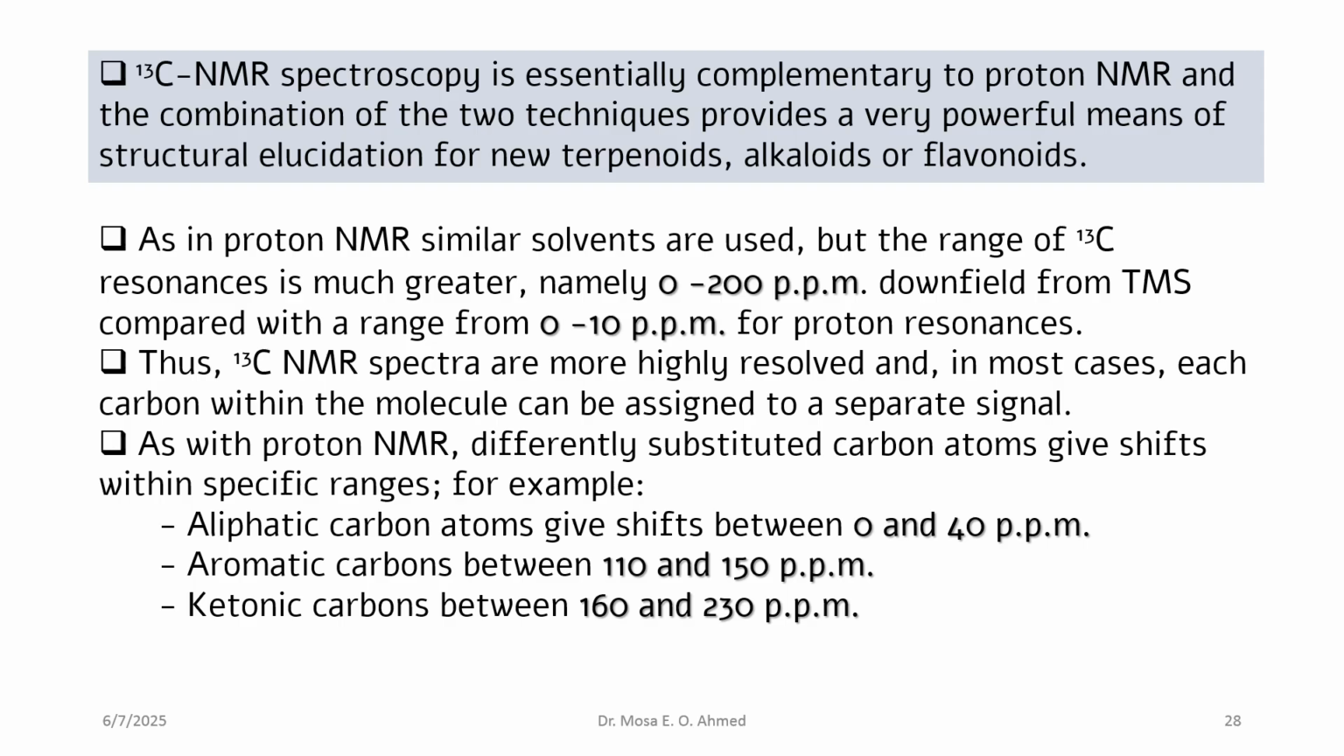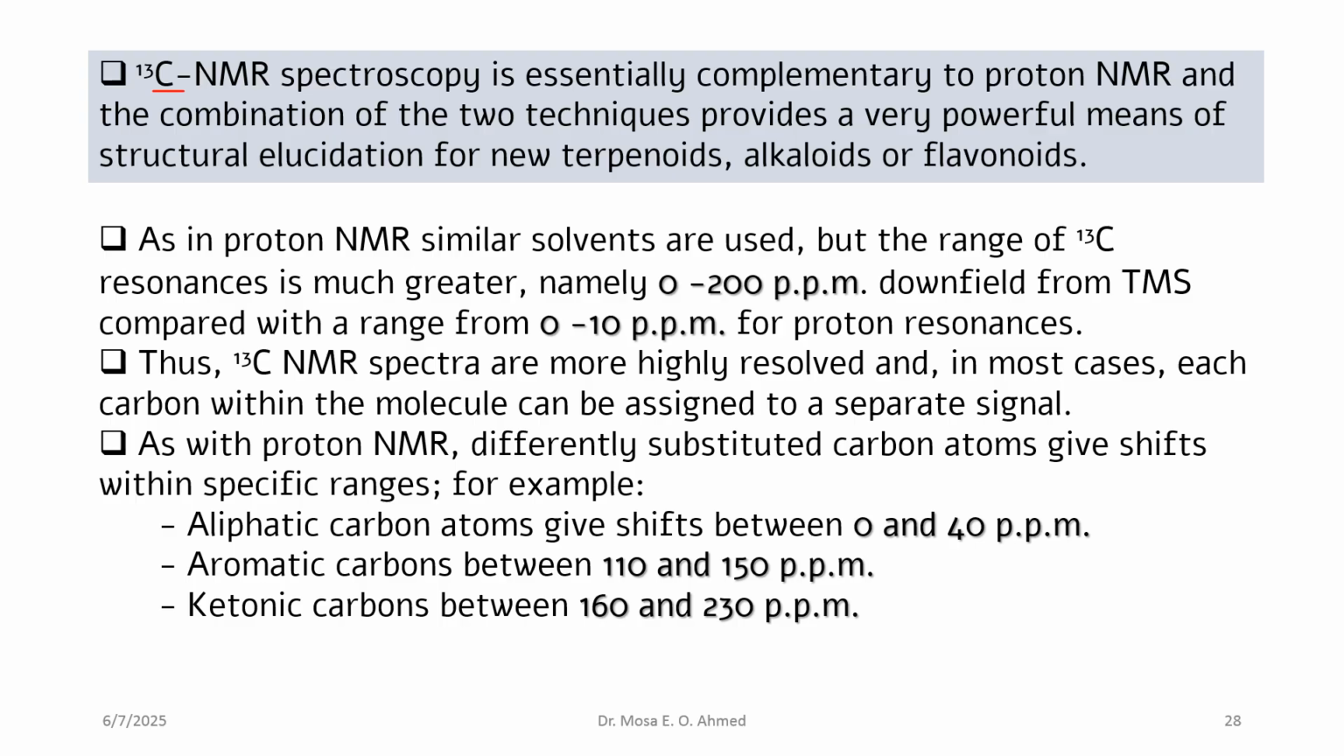Another type of NMR spectroscopy is carbon-13 NMR. Carbon-13 NMR is considered complementary to proton NMR, or hydrogen NMR, and the combination of the two techniques provides a very powerful means of structural elucidation for new compounds, especially for terpenoids, alkaloids, flavonoids, and so on.